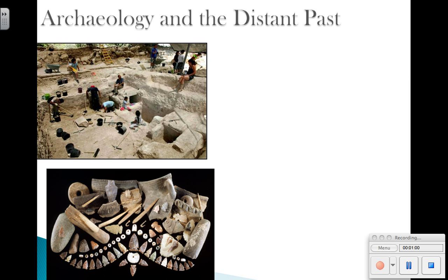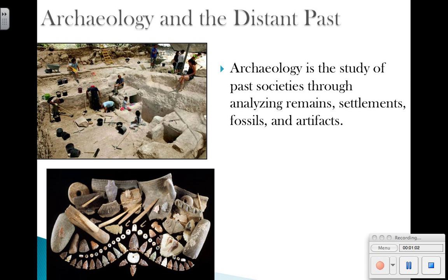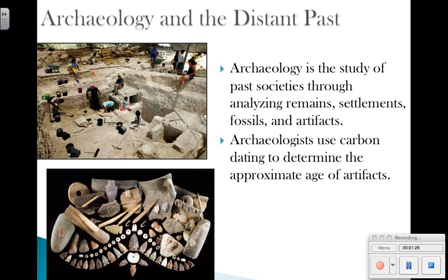So archaeology is how we learn about the past. It's the study of past societies through analyzing remains, settlements, fossils, and artifacts. Off to the side, you can see an example of a settlement on the top and some possible artifacts on the bottom. Remember, this is so necessary because we don't have any written records from this time period. So we have to rely on finding things that they used or areas that they lived to learn about what they did. In order to find out how old these artifacts are and place them on a timeline correctly, archaeologists use carbon dating to determine the age of artifacts to make sure they're in the right spot so we're looking at the development of man correctly.